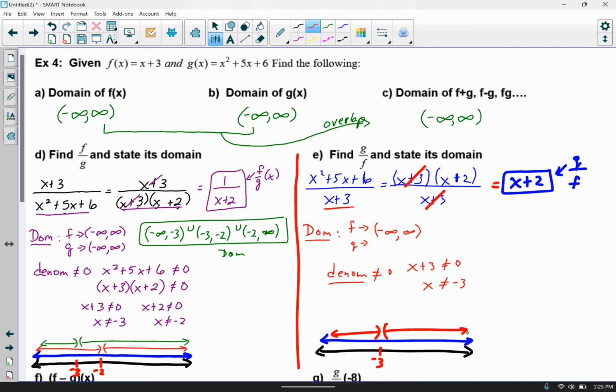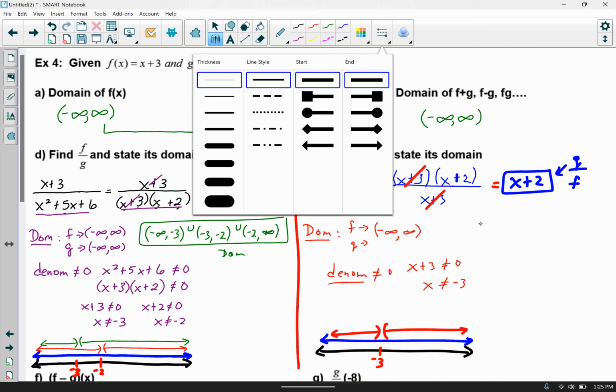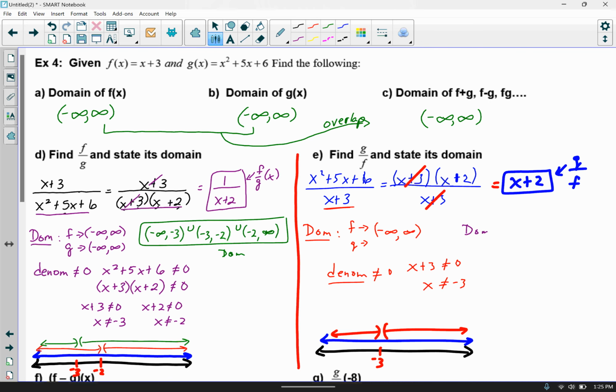So anywhere the red and the blue are on top of one another, that would be our domain. So we can say then that our domain is negative infinity to negative 3, and then negative 3 to infinity. Final answer.